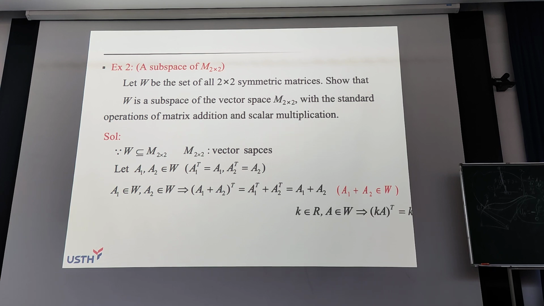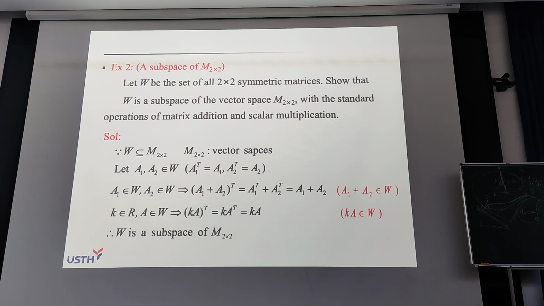Now if we take any number k multiplied by A, then (kA) transpose equals k times A transpose, which equals k times A. That is, k times A is again a symmetric matrix here. So property number 1 and property number 6 are satisfied. In other words, W is a subspace of M2 by 2.